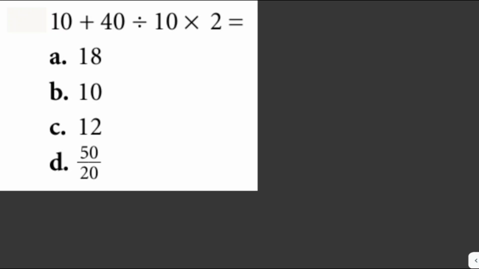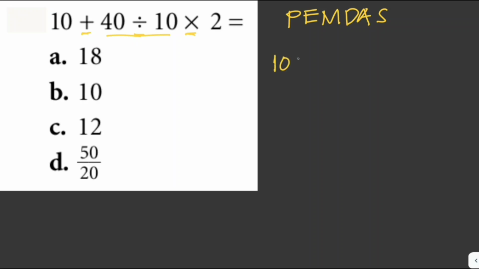10 plus 40 divided by 10 times 2 equals. To solve this problem, you have to recall the order of operations, which is PEMDAS. So how are we going to solve this? We have 3 operator signs here: plus, divide, and multiply. Okay, so we can perform division first and then multiplication.